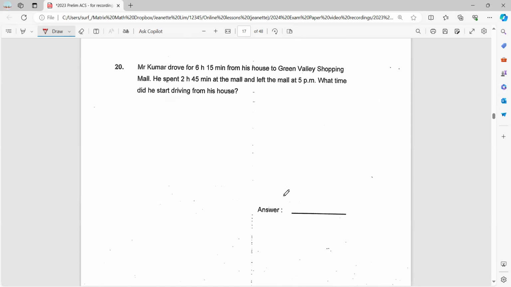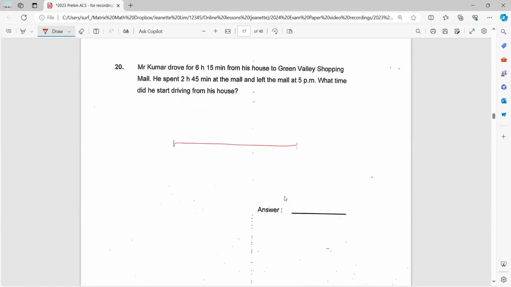Next, question 20. Mr. Kumar drove for 6 hours, 15 minutes from his house to Green Valley Shopping Mall. He spent 2 hours, 45 minutes at the mall and left at 5 p.m. So what time did he start driving from his house? So we're working backwards. Find the start time. Okay, so let's use a timeline.